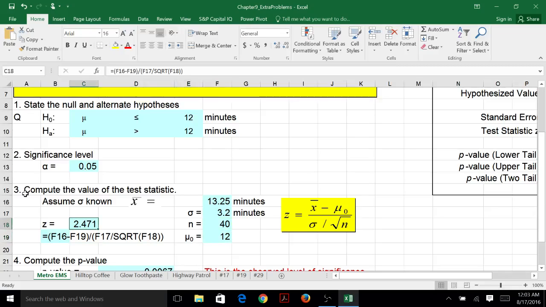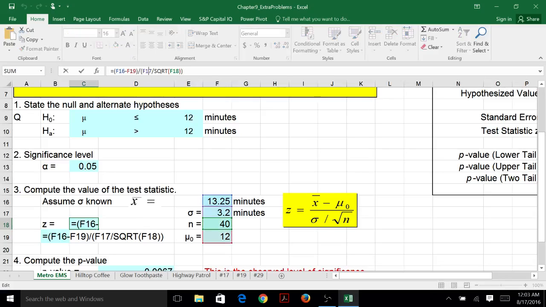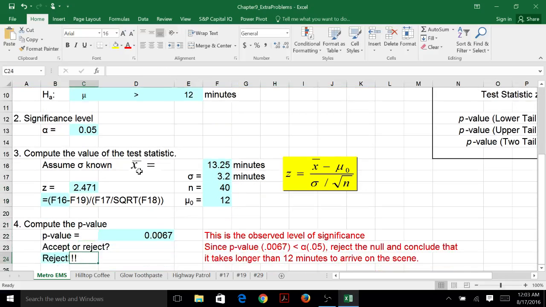The z statistic, based on this information right over here, turns out to be 2.471, taking into consideration the sample mean 13.25, which is greater than 12, divided by the standard error. And again, this is a huge number. Just back of the envelope checking, this is greater than 2. Most likely you're going to reject at a 5% level.